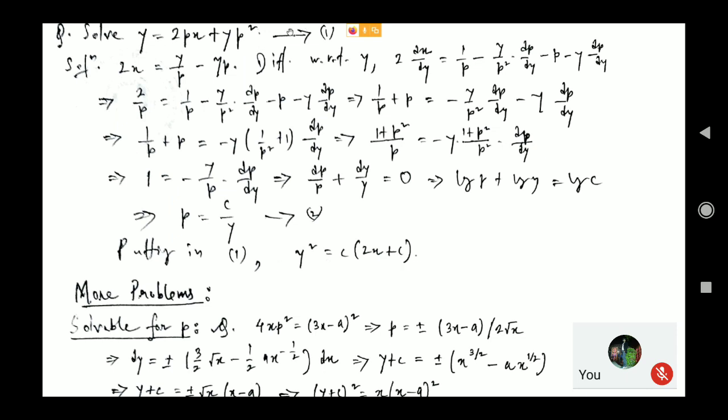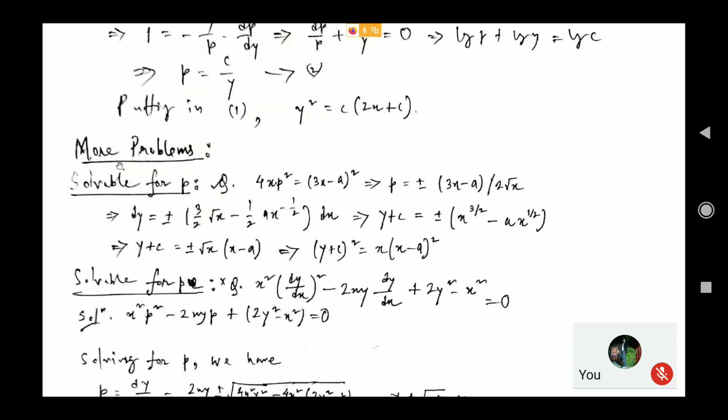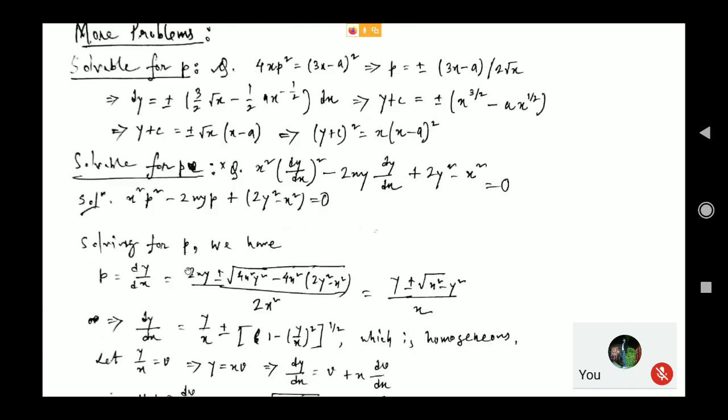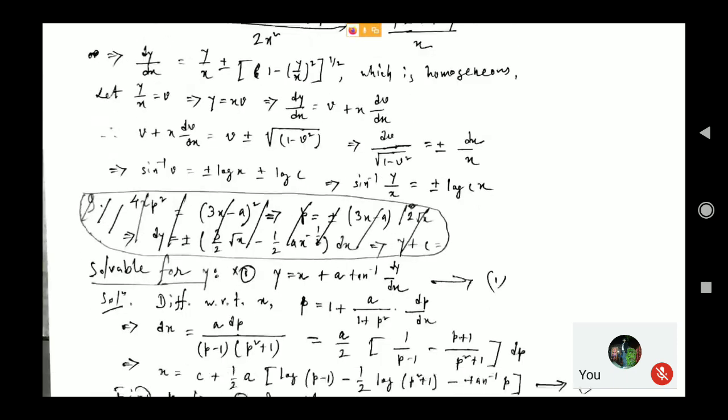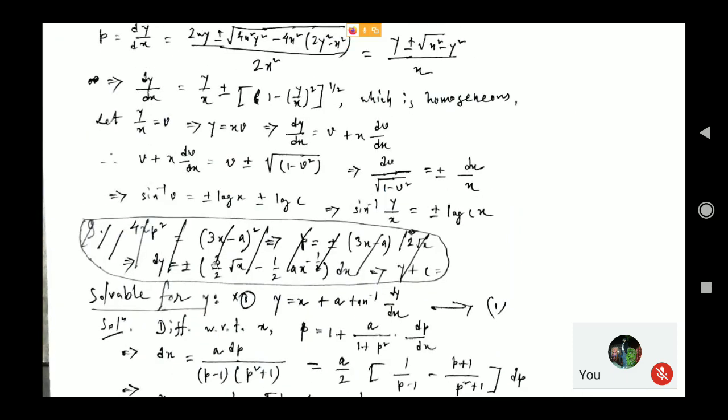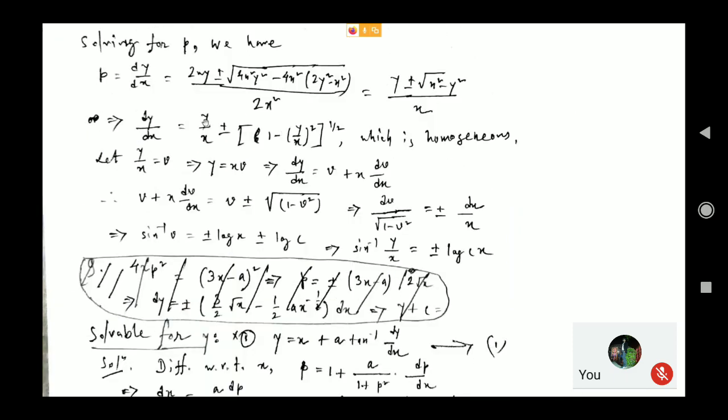So these techniques are quite simple, first order and higher degree. P cases, one is solvable for p, then solvable for y, and solvable for x. Here you have some more problems on this category, solvable for p, another problem on solvable for p, solvable for y. So some problems are there, you try to solve them at home.